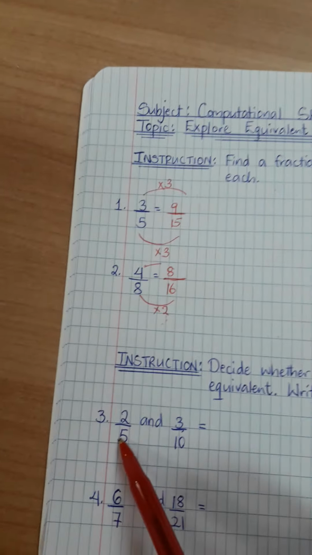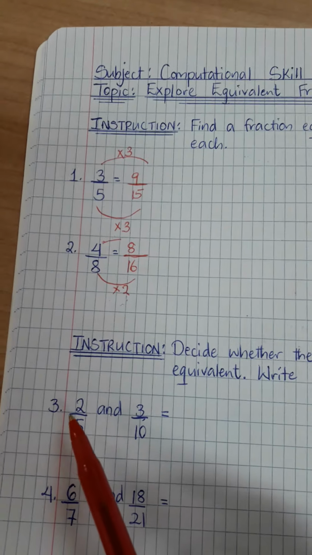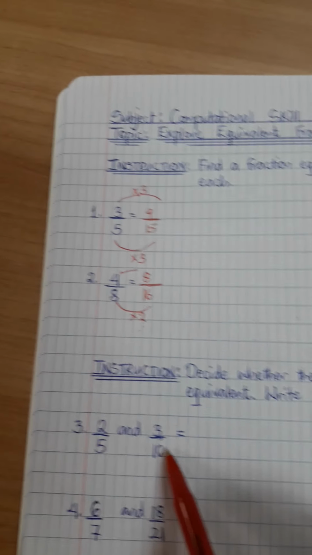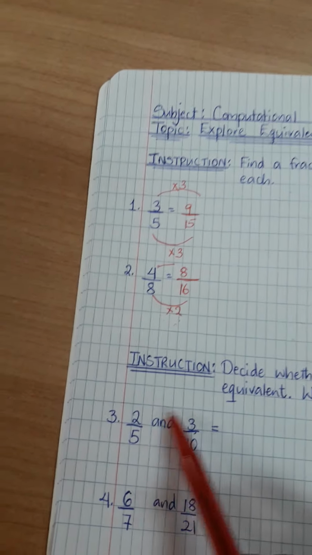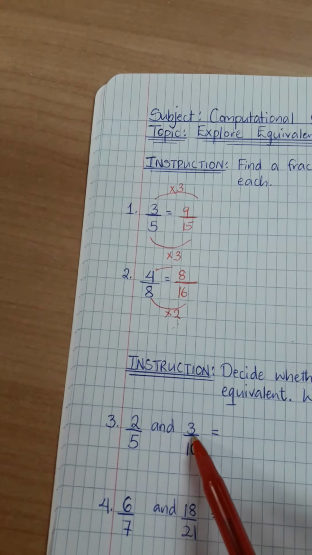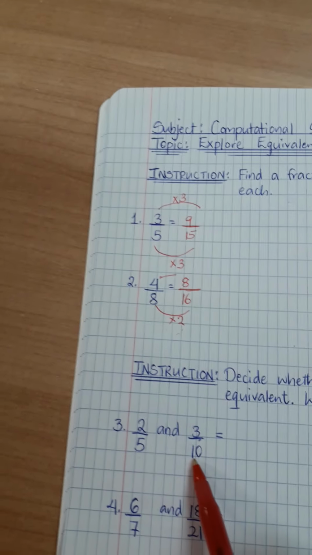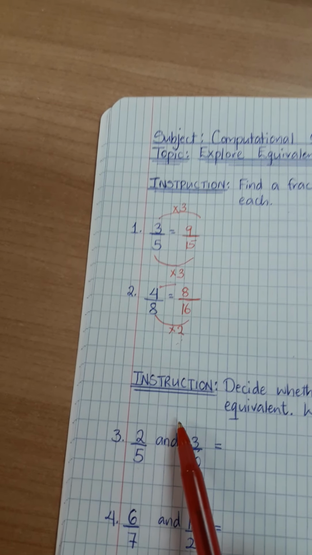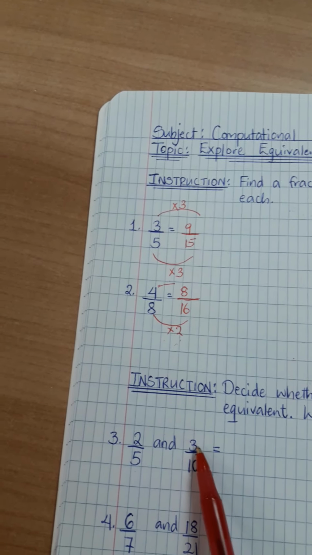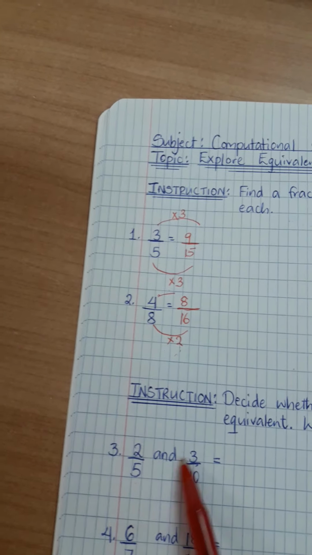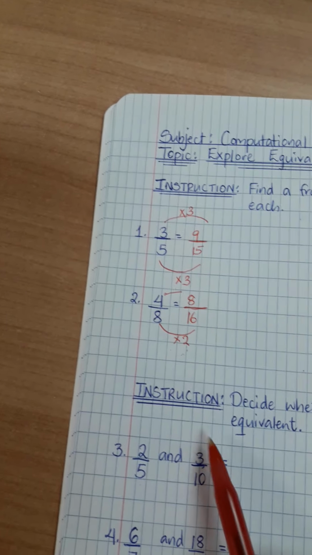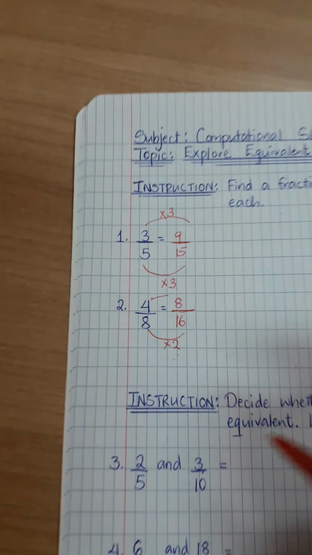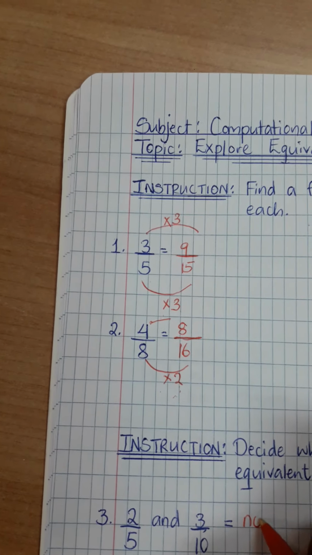Now, when we look here at the denominator, we can see that this 5 is multiplied by 2 to give 10. But when we look at the numerator, we have a 2 and we have a 3. And clearly, whatever is done here has to be done here. So 2 times 2 would give us 4, and this is 3. So we know that this is not an equivalent fraction. 3/10 is not an equivalent fraction of 2/5. So we would write no.